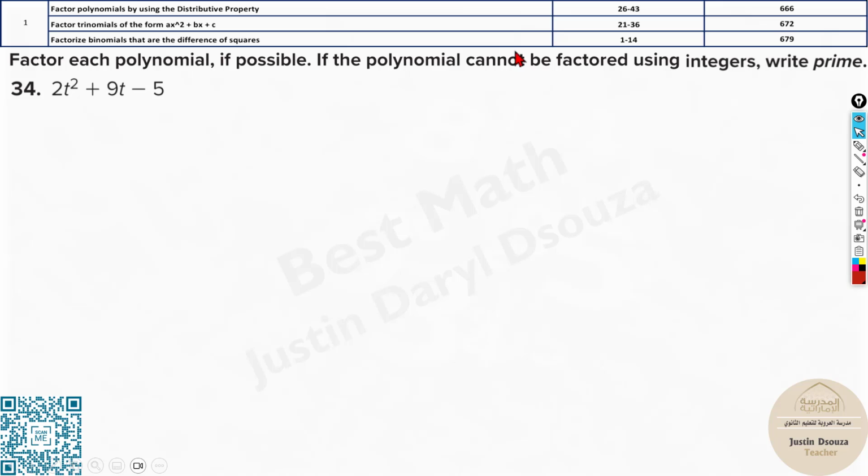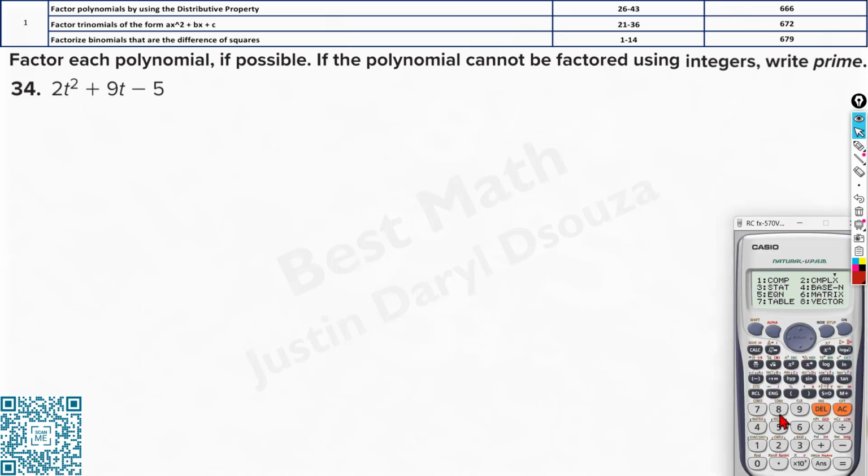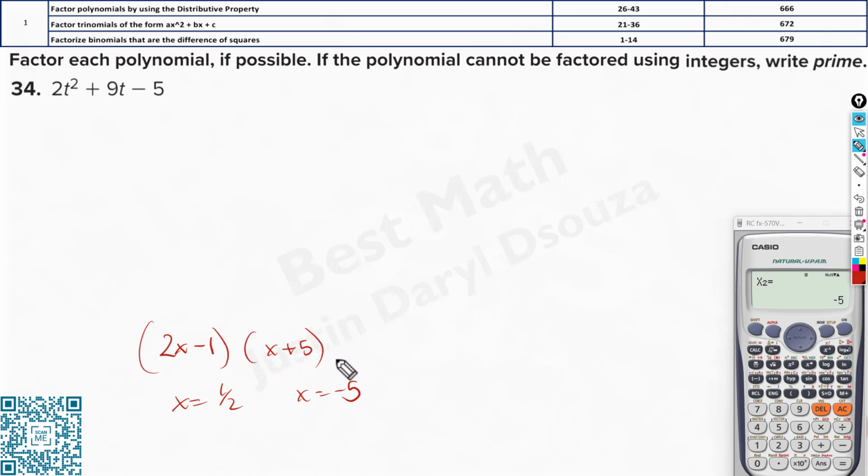Again, we have to take mode 5 and 3. That will be plus 9 and minus 5. It's half and minus 5. So let's write it out over here. x is equal to half. x is equal to minus 5. Take 2 to the other side, it will be 2x minus 1 equals 0. You have to just put the brackets over here. It'll be x plus 5.